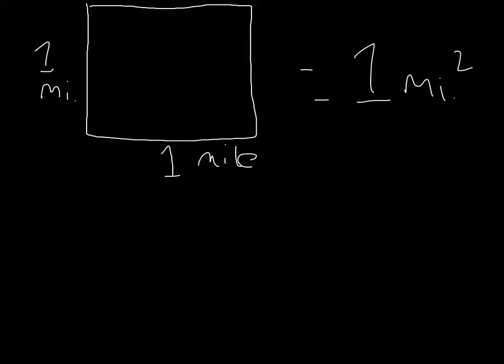Okay, so today we're going to be learning how to use models when you have only one little box to make the model. So let's just say the dimensions of the square is 1 mile by 1 mile. So that means the area is 1 mile squared. So 1 square mile.